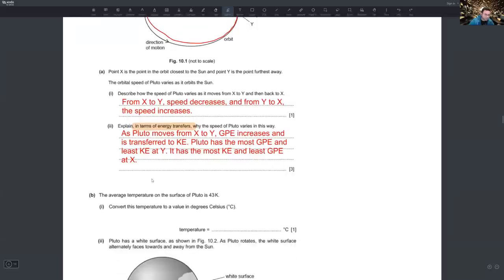The average temperature on the surface of Pluto is 43 Kelvin. Convert this temperature to Celsius. Right. How do I convert that? Minus or plus from Kelvin to Celsius? Minus 273. So 43 minus 273 gives me negative 230 Celsius. Oh my God, it's freezing. Okay.